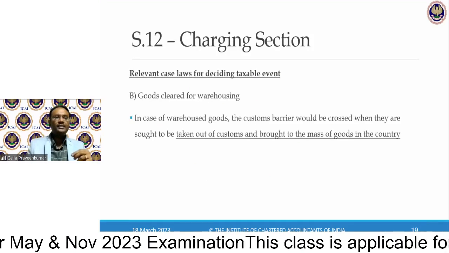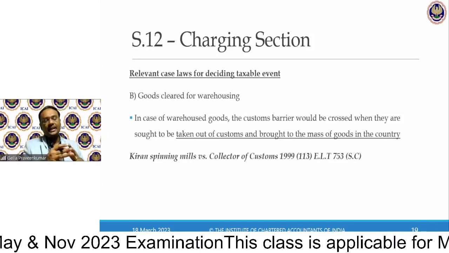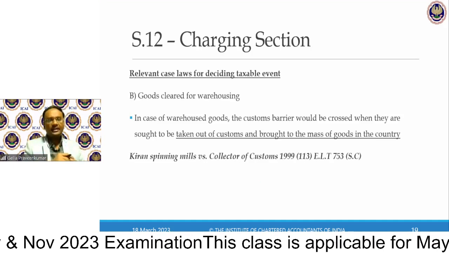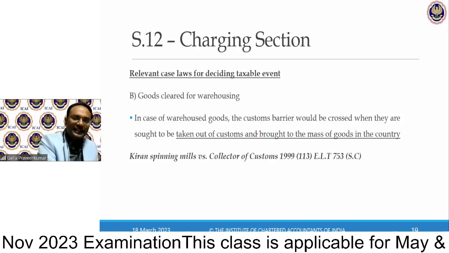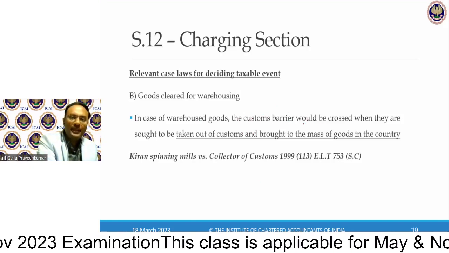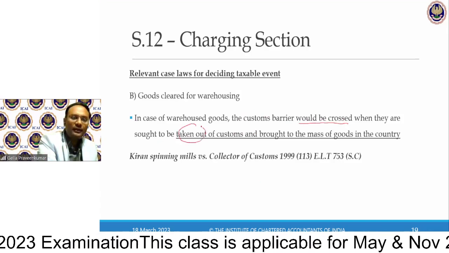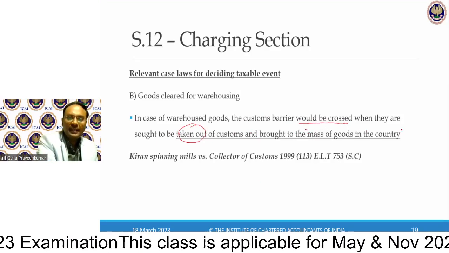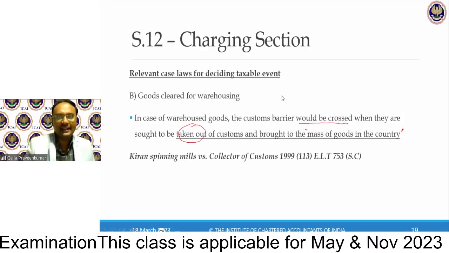Next, goods cleared for warehouse. This is another judgment in the case of Kiran Spinning Mills. Now, I have explained the concept of a bonded warehouse, right? In the case of a bonded warehouse, the goods have gone to a bonded warehouse. The customs barrier would be crossed in the case of warehouse goods when they are sought to be taken out of customs and brought into the mass of goods in the country. Now, I'll give an example again to explain this, the Kiran Spinning Mills case.